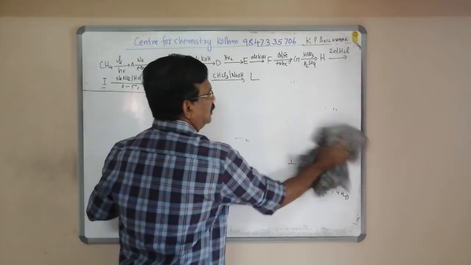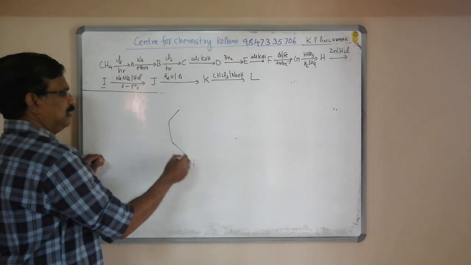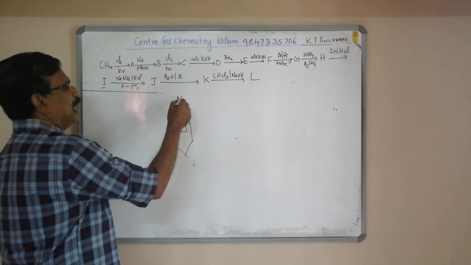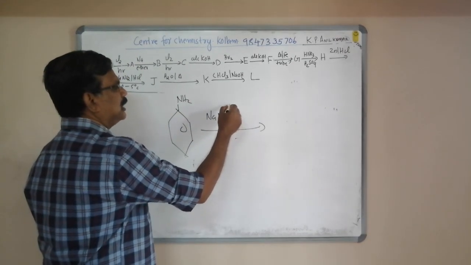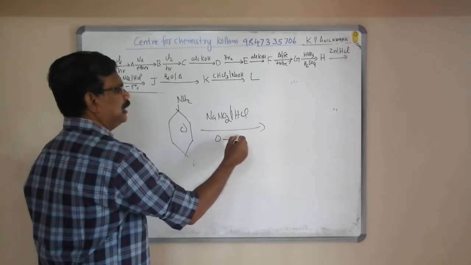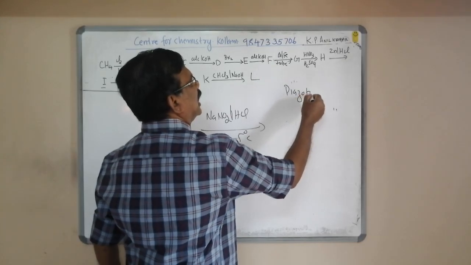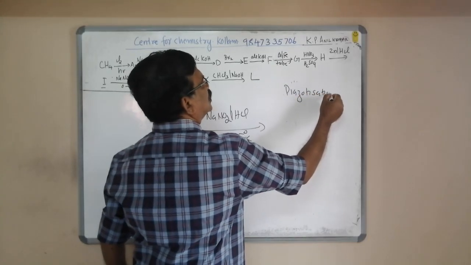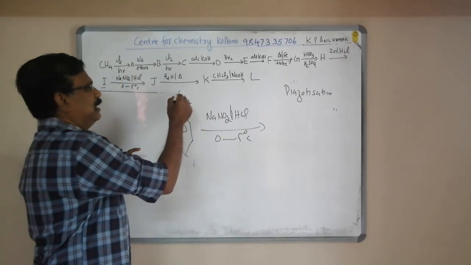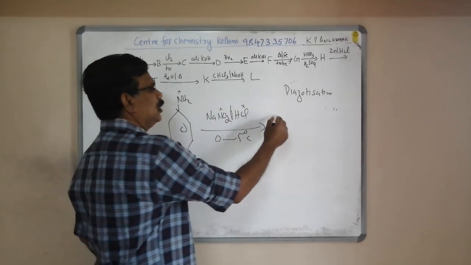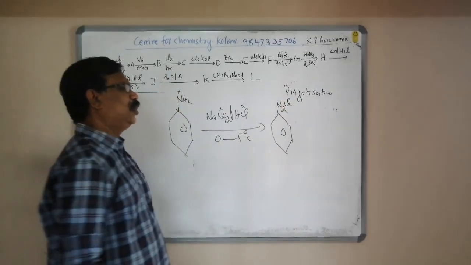Then I to J. I is aniline. When treated with sodium nitrite and HCl at 0 to 5 degrees Celsius, this reaction is called diazotization. After diazotization, NH2 is converted into N2Cl. So this is the product.